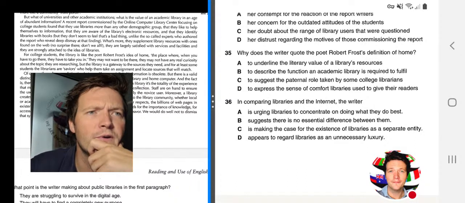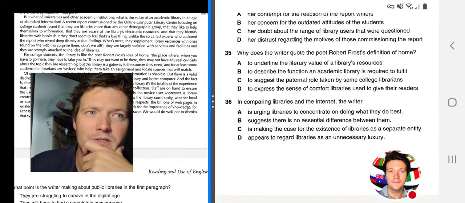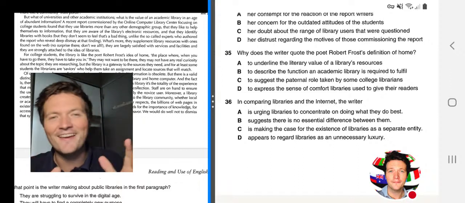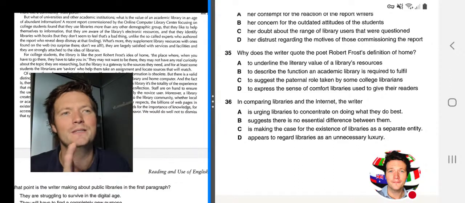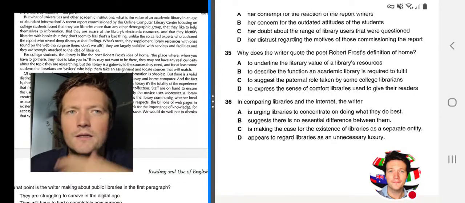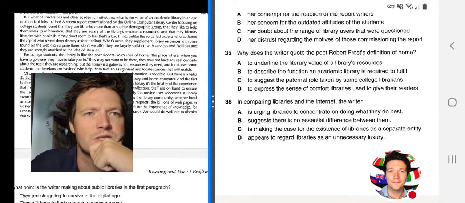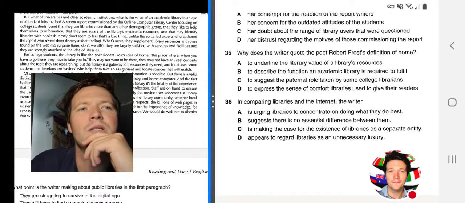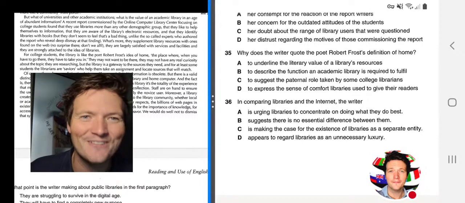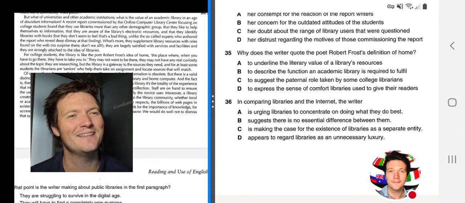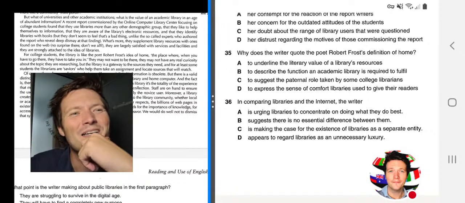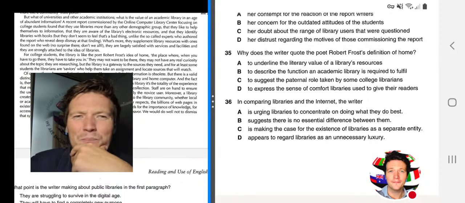B, to describe the function an academic library is required to fulfill. Yeah, they have to take you in. They have to help you, right? They're there, and that's the role that they have to fulfill. That sounds pretty good to me. Let's have a look at C. To suggest the paternal role taken by some college librarians. I don't think they take on a paternal role. I don't think the students are going in there saying, Daddy. I don't think that's the point.